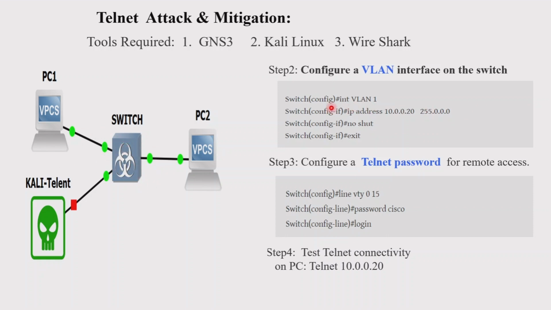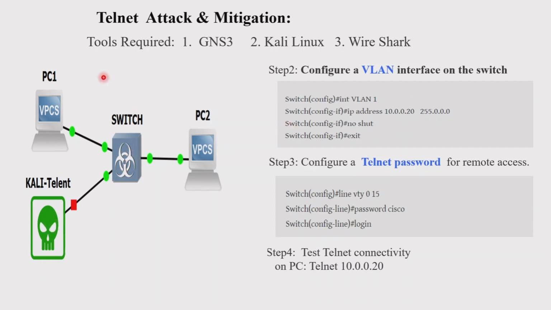For that, the command we need to use is VLAN 1, which is the default virtual local area network. We are going to give it some IP address. Once that is done, next we are going to configure Telnet. After configuring Telnet, we can access the particular switch from my remote machine.